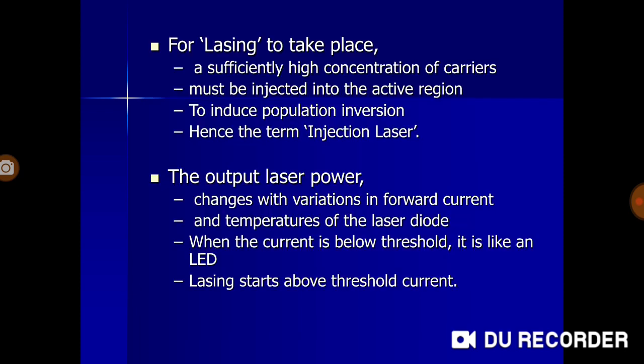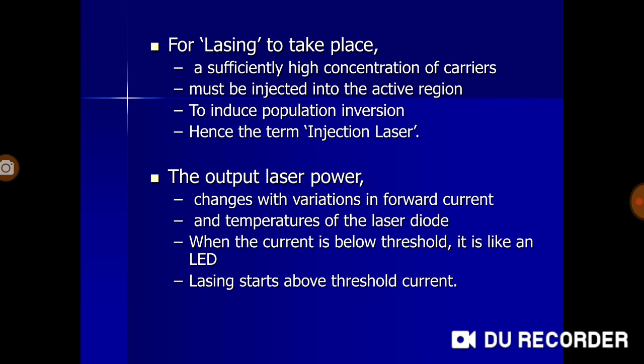Next we come to lasing taking place. Now lasing is the verb form of the laser output. The operation of a laser when the output starts coming is known as lasing. So for lasing to take place, a sufficiently high concentration of carriers must be injected into the active region. This has to be done to induce population inversion. Since a high concentration of carriers is injected into the active region, laser diodes are also called injection lasers.